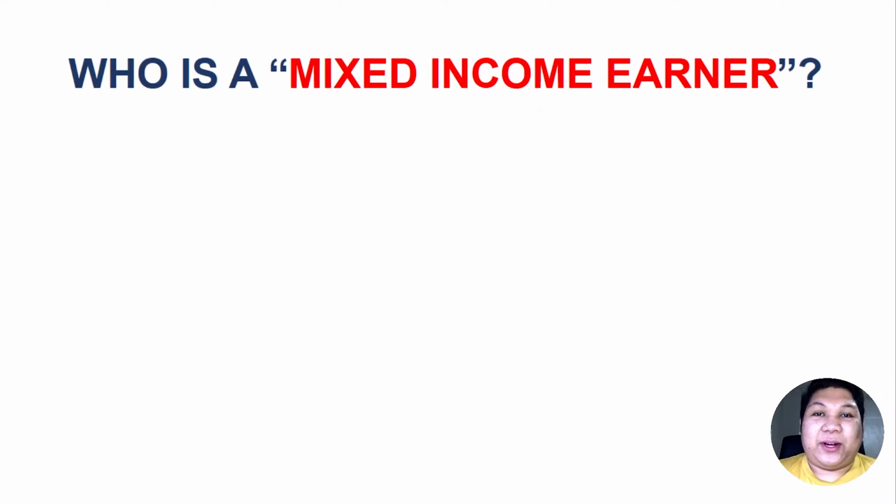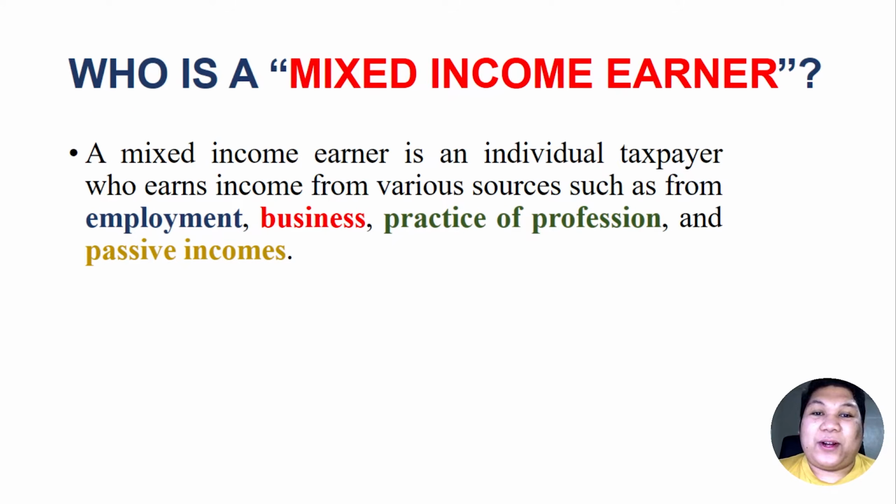So who is a mixed income earner? It is said that a mixed income earner is an individual taxpayer who earns income from various sources such as from employment, business, practice of profession, and passive incomes. So, if you are this kind of taxpayer who earns not just from employment but also is doing business or is practicing your profession while being employed, or derives income from other passive incomes such as dividends, interest, royalties, and so on, you are considered to be a mixed income earner. You are a mixed income earner because your sources of incomes are mixed.